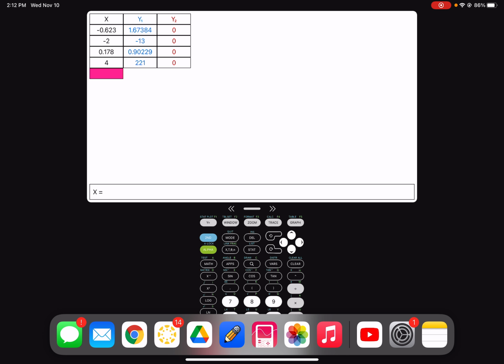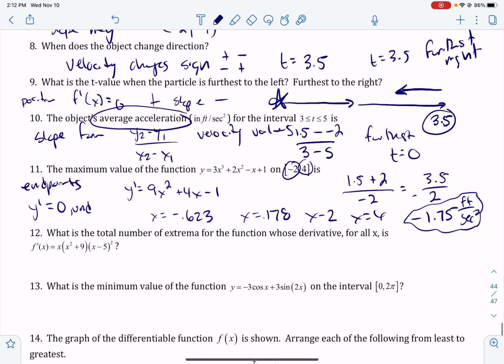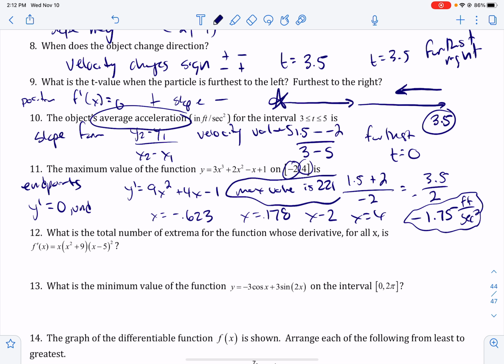So I would go back, because it just wants my maximum. I would say the maximum value is 221. It doesn't ask where it happens. It just wants the maximum value.